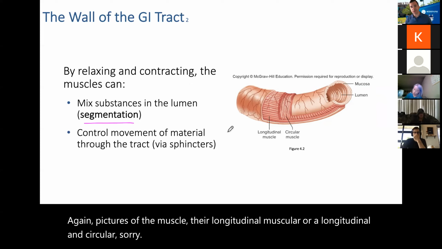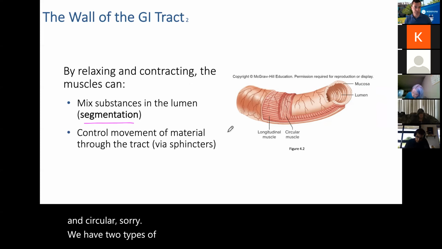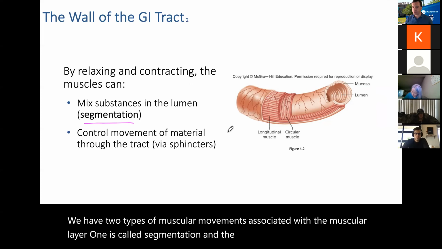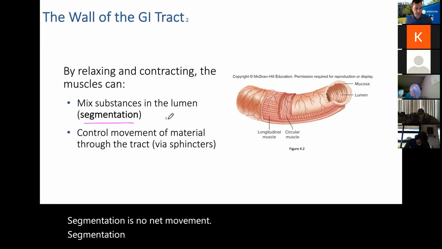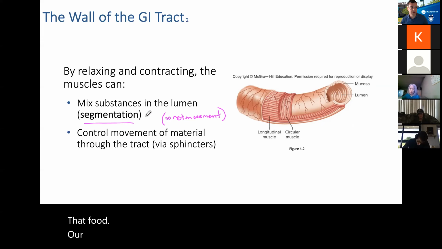We have two types of muscular movements associated with the muscular layer. One is called segmentation, and the other is called peristalsis. Segmentation is no net movement. Segmentation is no net movement. When I say that, I mean that food or foodstuff is not being propelled forward through the system.